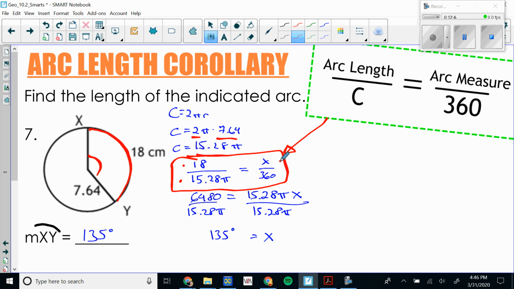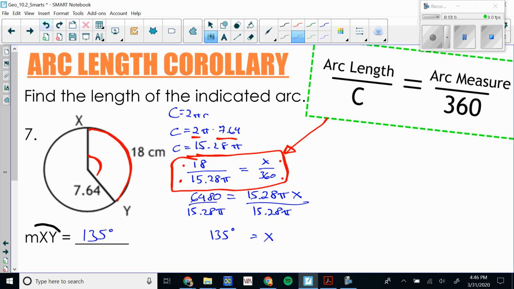I don't know how many degrees it is over the total 360. The bottom right one is always going to be 360. So if we cross multiply, 18 times 360 is 6,480, and that's going to equal 15.28 pi times x. And again, I want to find x here. I'm trying to get the x by itself, so I need to divide all the rest of it by 15.28 pi.